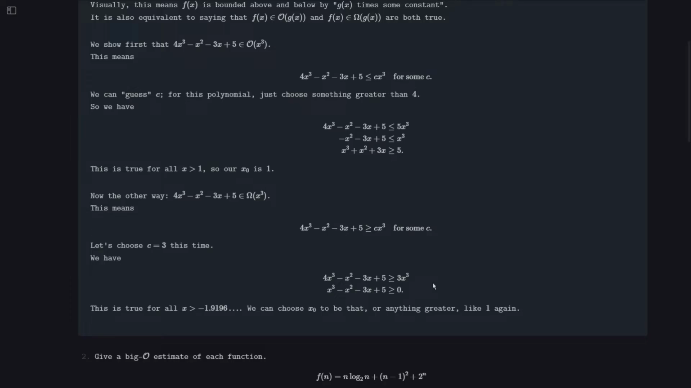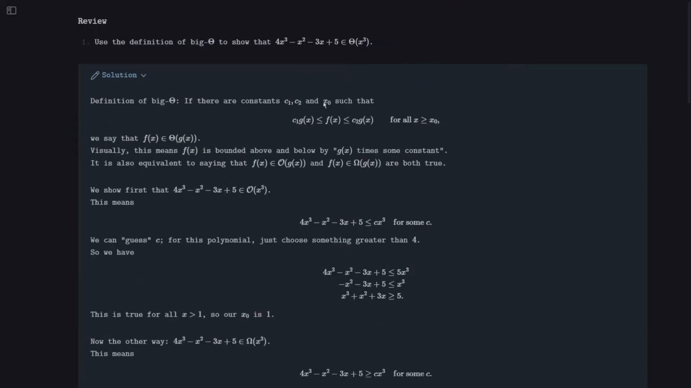And because of that, since we have some constant and some x0 that make this inequality always true, the polynomial is big omega of x cubed. Now, in this case, according to this given definition from the slides that you were given, we have only one x0, but you can have two, it's fine. One for the big O part and one for the big omega part.